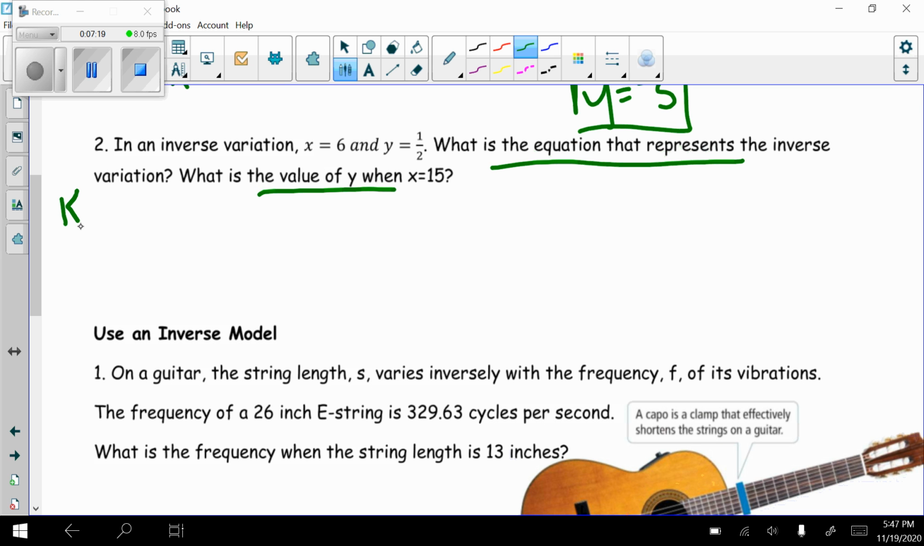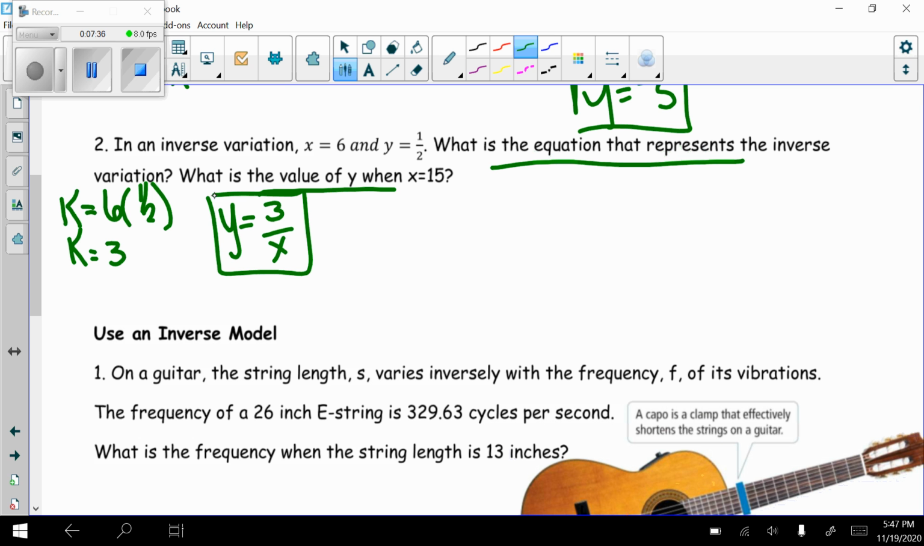So remember, k is equal to x times y. So k equals 6 times 1/2. So 6 times 1/2, k is equal to 3. So my equation, y equals 3 over x. There's the first answer. Now I'm going to use that equation and plug 15 in.